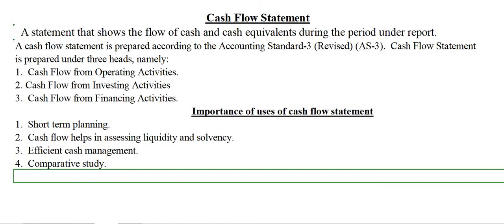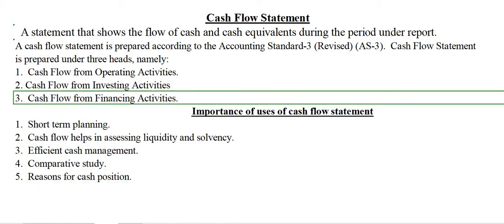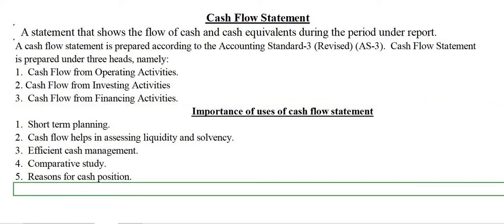Another thing is reasons for cash position. What are the reasons for having a particular position of cash? Why we have got this much cash in hand, how we have got this much current assets, which are the ways in which we are raising the money, and which are the ways through which cash is spent can be identified. So these reasons can be evaluated.